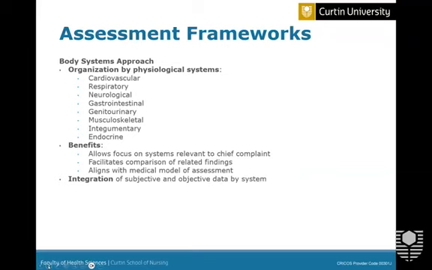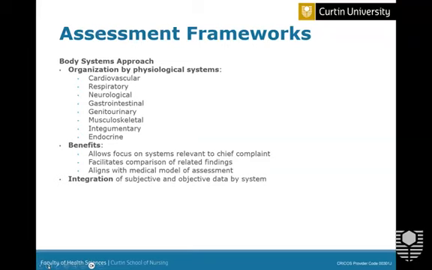And so this is our body system, so cardiovascular system, respiratory system, neurological system, genitourinary system, musculoskeletal system, integumentary system, and the endocrine system. So what this does is allows focus on systems relevant to that chief complaint and facilitates a comparison of related findings.